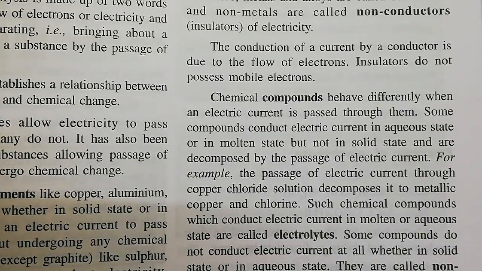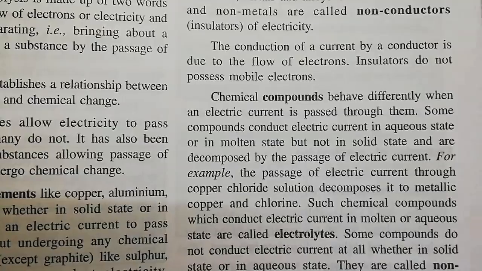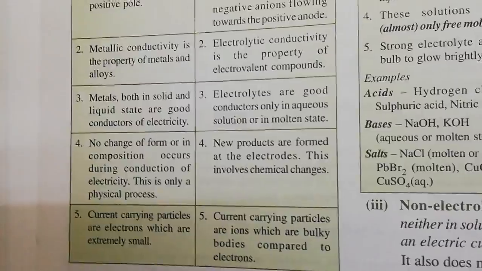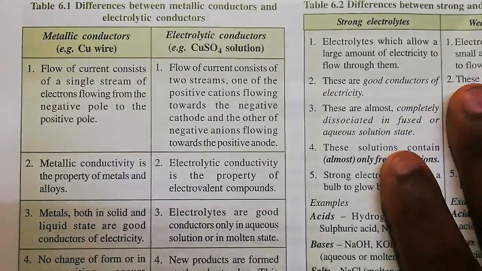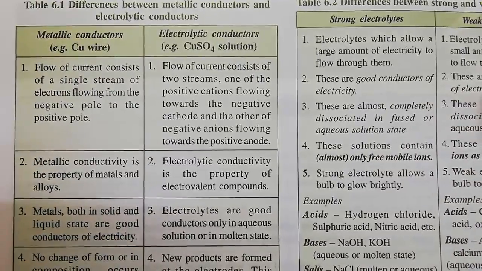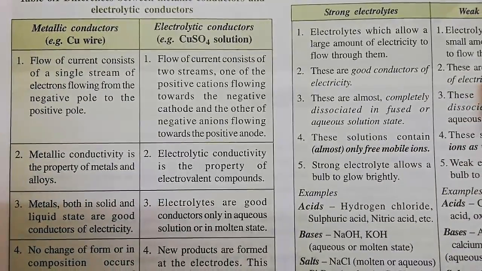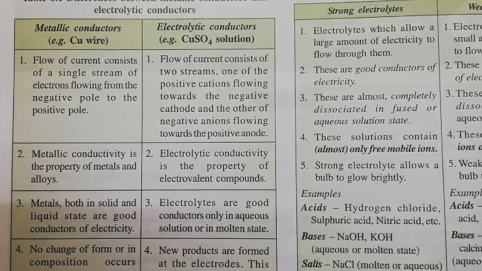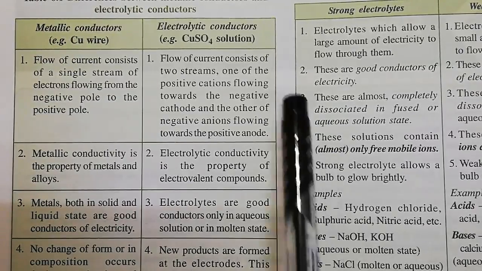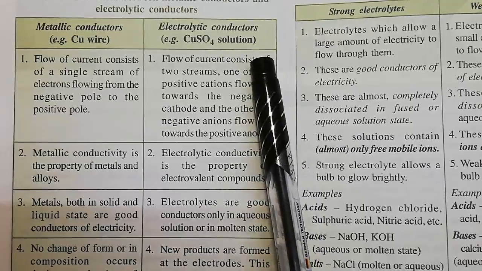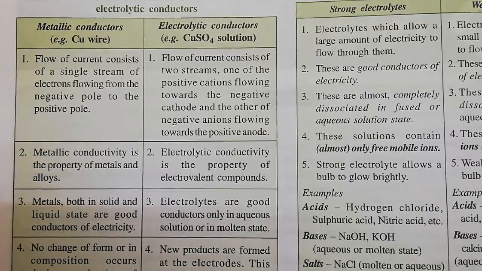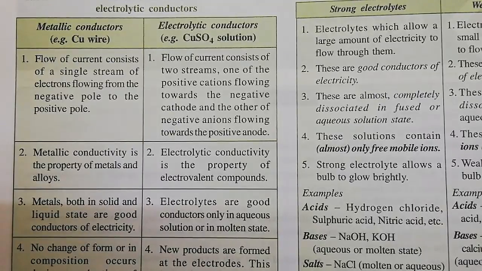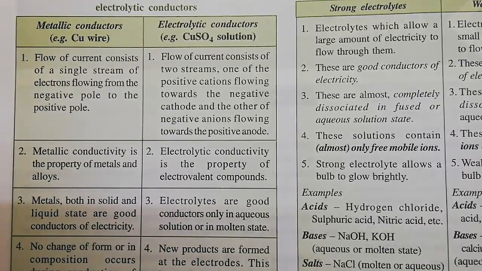Okay, so let's move to the very next page, page number 102. At page number 102, let's see the comparison between metallic conductors and electrolytic conductors. Both will conduct electricity, but electrolysis will occur for the electrolytic conductors. And metallic conductors means the metals, that is copper, silver, gold, iron, aluminium, which conduct electricity.